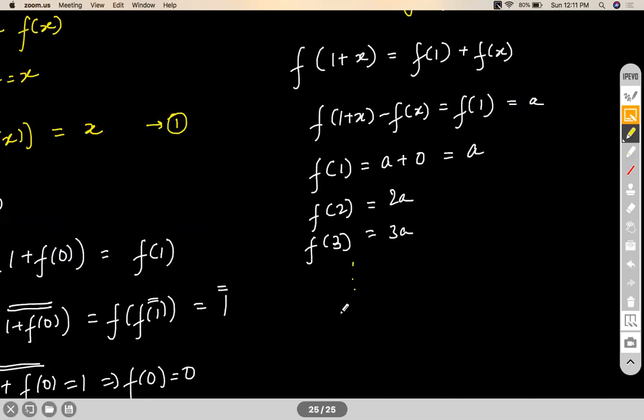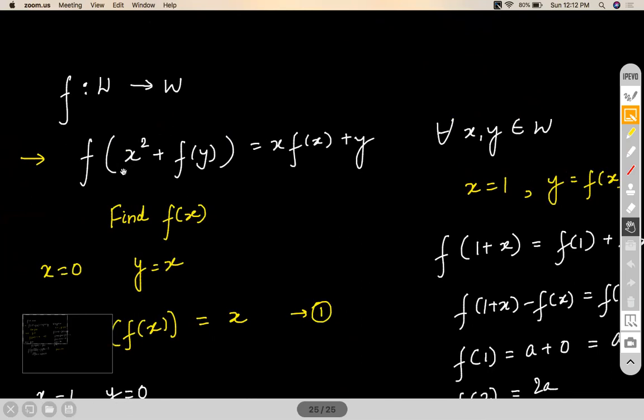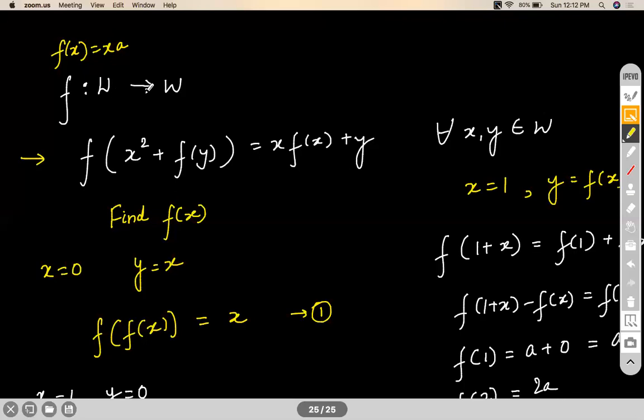So it gives me a general feeling that f of x would be xa. Now what is this a? I have to figure out what my a is. For that, I can put this in the original parent equation that has been given to me. My f of x is known to be xa, so it becomes a times x square plus a times f of y. f of y itself is ay, so I can write this as a square y, is equal to ax square plus y.